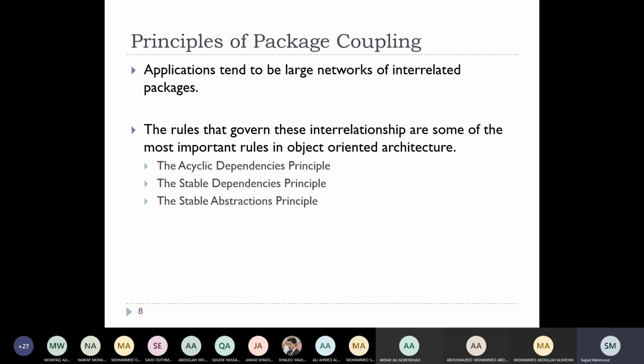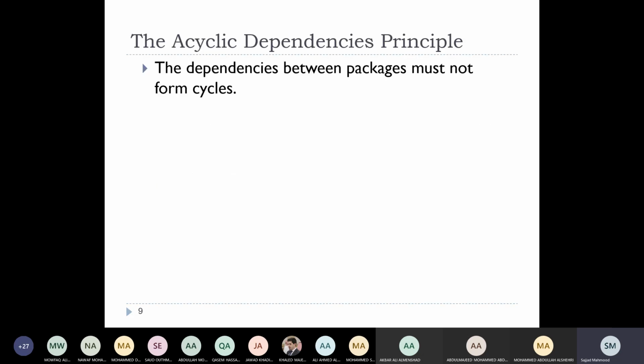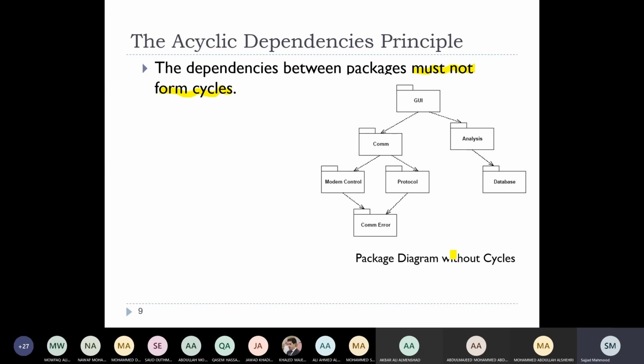So let's look at the first one, which is the acyclic dependency principle, to begin with. What's the acyclic dependency principle? It says that the dependencies between packages must not have cycles. So when the packages have dependencies between each other, we should somehow avoid cyclic dependencies between the packages. Now, let's look at a simple example. I'm already telling you that this diagram does not have a cycle. Now, if I have to release the protocol package, what else will I have to release?